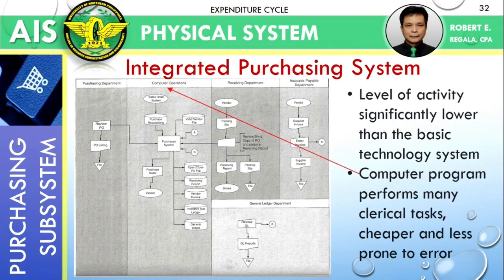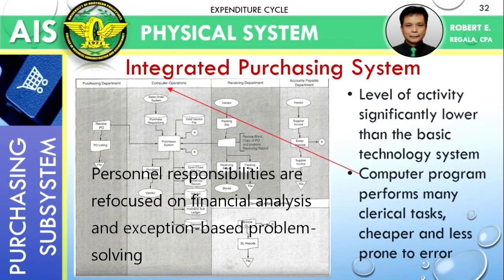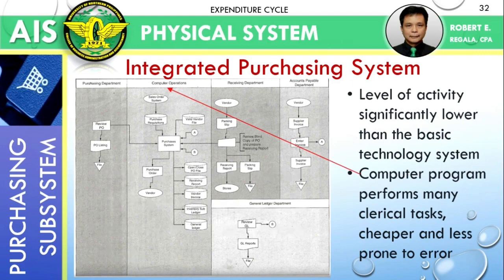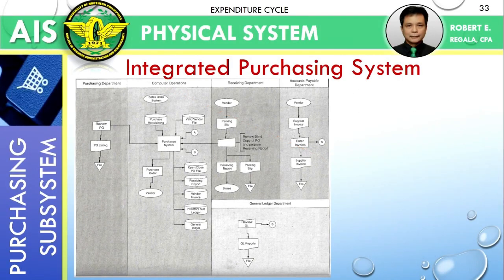Although the traditional department structure still exists, in advanced technology environments, personnel responsibilities are refocused on financial analysis and exception-based problem solving, rather than on day-to-day clerical tasks. As a result, these departments are smaller and more efficient than their basic technology counterparts. Each phase of the re-engineered system is described in the next slides.